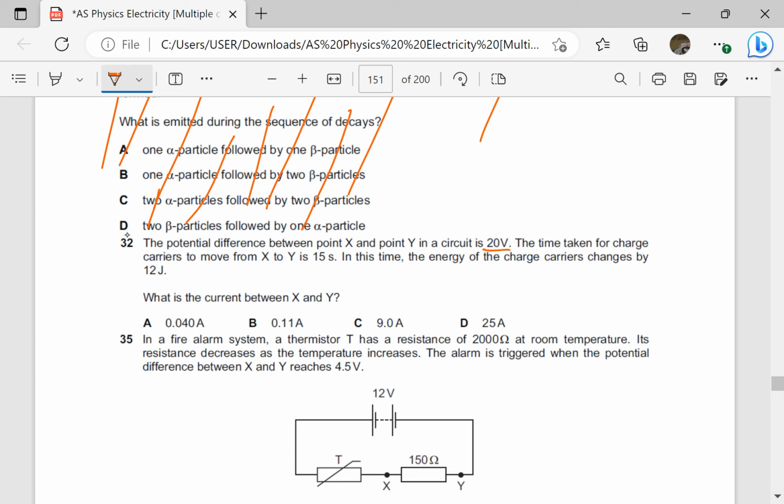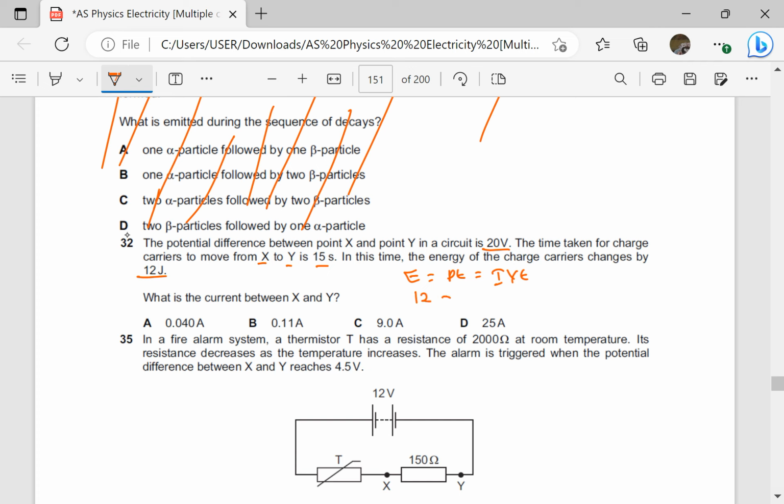The time taken for charge carriers to move from X to Y is 15 seconds. In this time, the energy of the charge carriers is 12 joules. Oh, what a beautiful, simple question. We know that energy is equal to power times time, which is IVT. They have given us the energy as 12 joules.